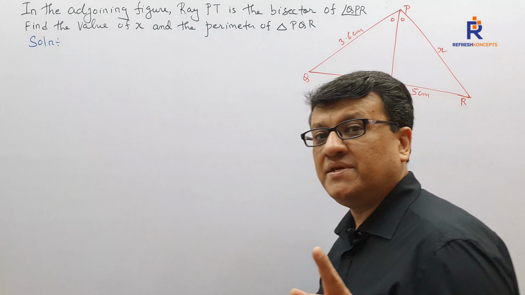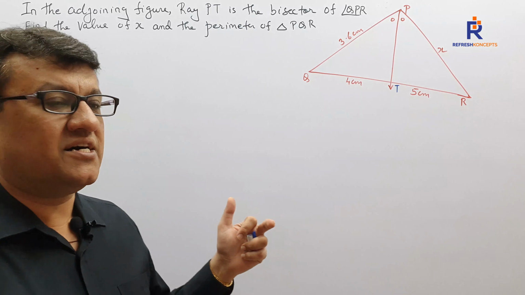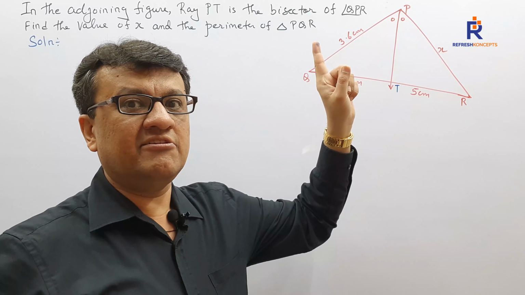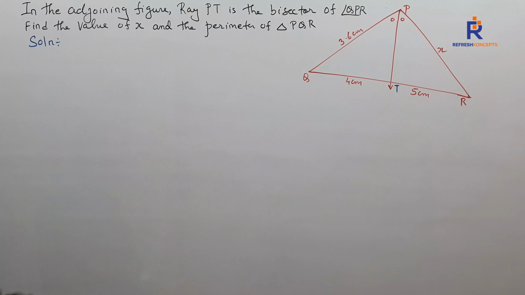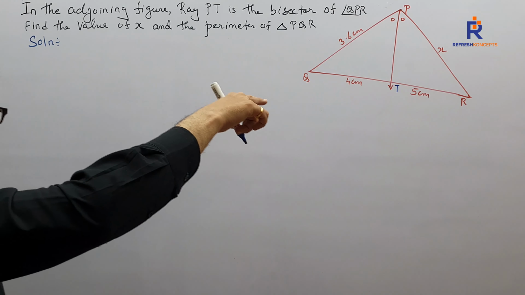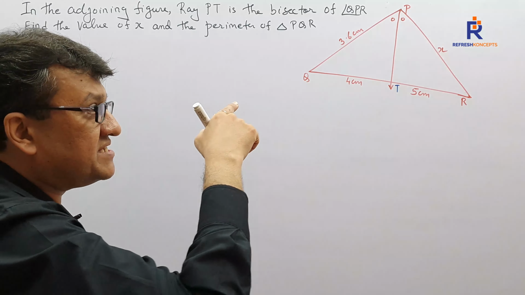What is the definition of perimeter? Sum of all sides. We'll take it later on because sum of all sides means I need to have PR first, and then only I can go for perimeter. Let's take it later on. First, try to get the value of x. As the picture is very clear, what am I going to make use of? Angle bisector theorem. It's being stated.